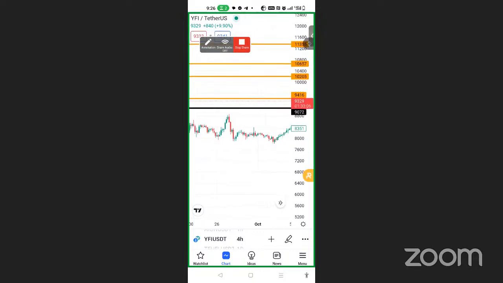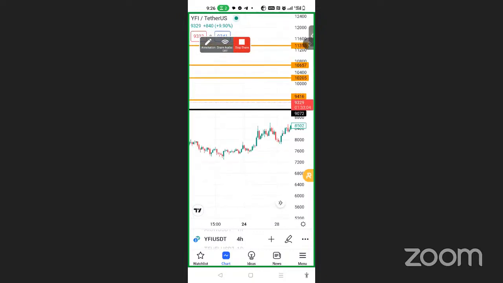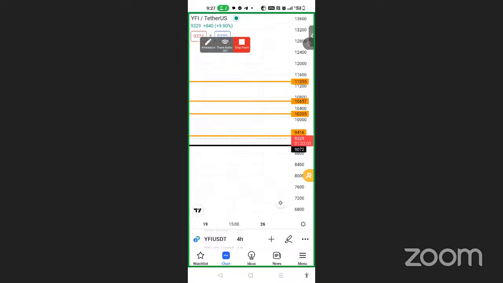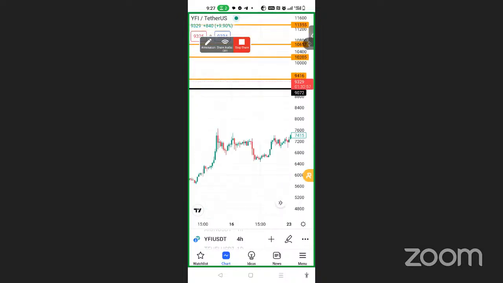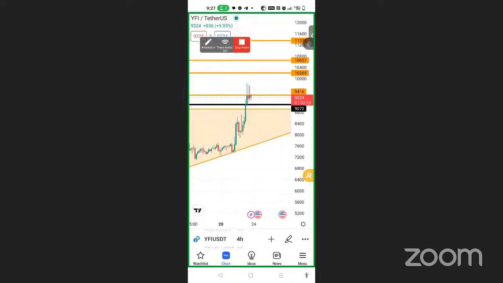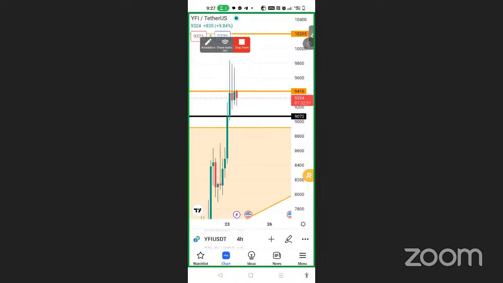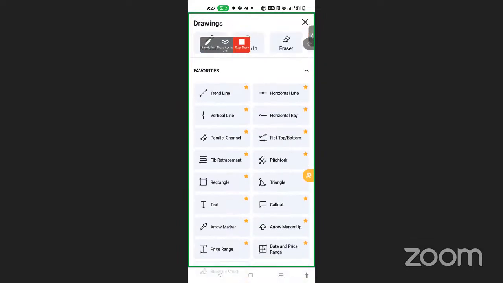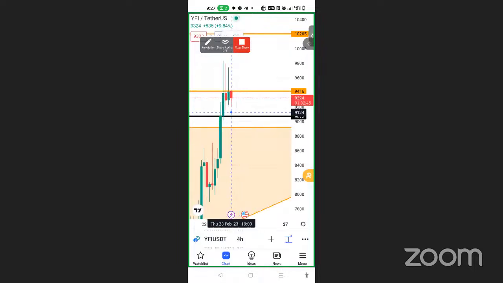Those who attended our morning Zoom. Okay. So let's go and see. Okay. So using that formula, if I had made my entry here, my first take profit is here, which is already 3.6%.